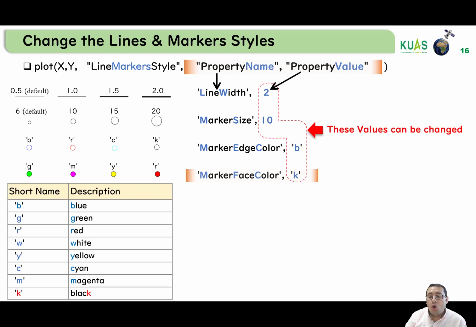Please note that we define two values that come together: the property name and the property value. For example, we write the line width and then give the value we need to assign, for example, 2, and then the marker size, for example, 10, and the marker edge color, we can say blue, and the marker face color, we can say K, which is black. So these values can be changed, which means 2, 10, B, and K. Also, we don't need to write all of them together. We just select some of these, and the ones we don't need, we skip, based on our preference.